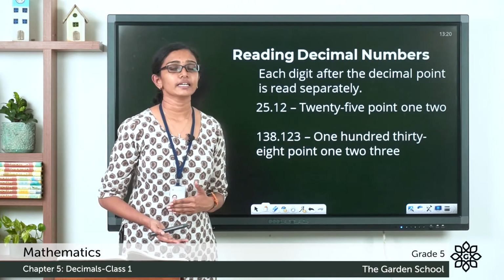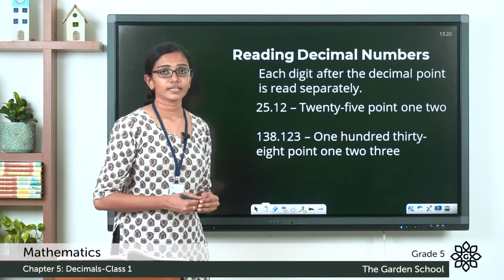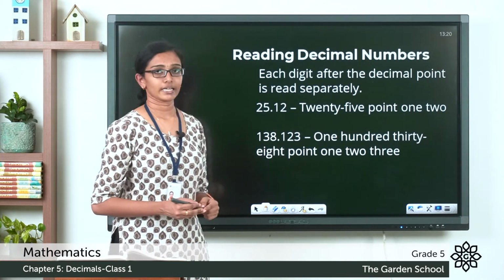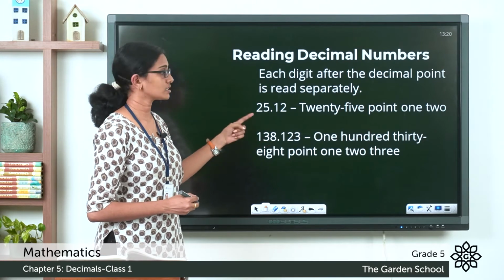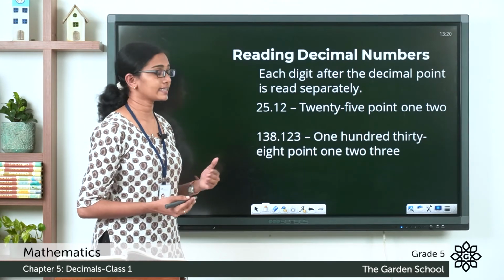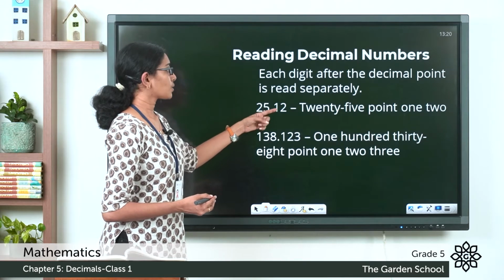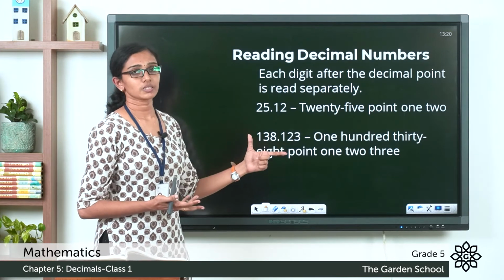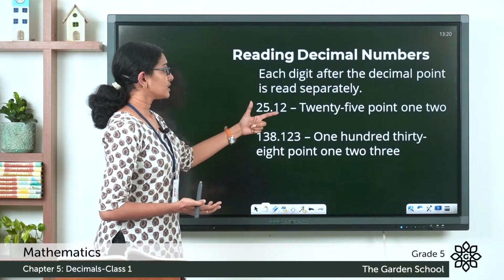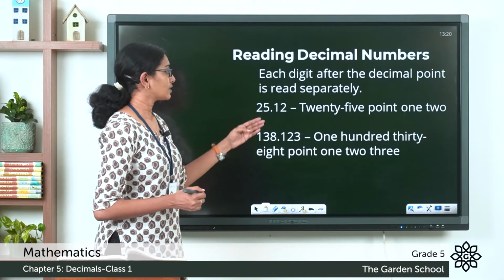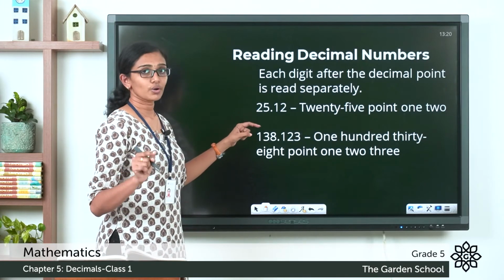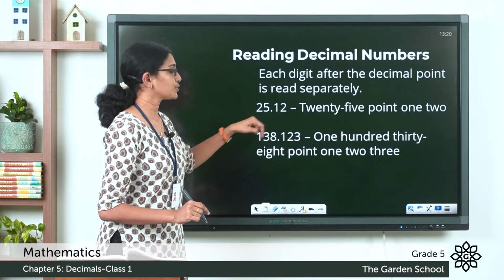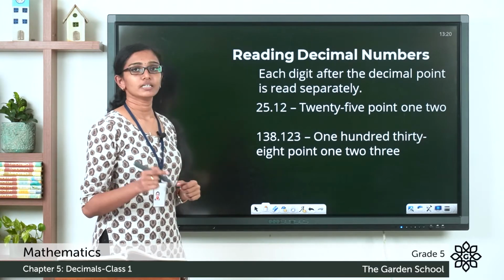Now, like we said earlier, when you have a decimal number, you always read the digits after the decimal point separately. Here we have some examples of decimal numbers and how we read them. 25.12. The whole number part we usually read with the place values. After the decimal point, the digits are always read separately. So you don't read it as twenty-five point twelve, you read it as twenty-five point one two. That is how you write the number name.